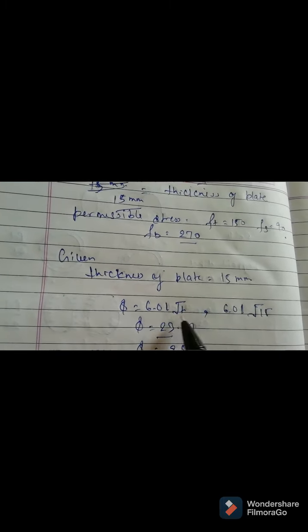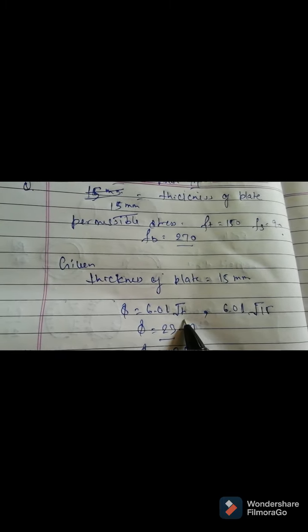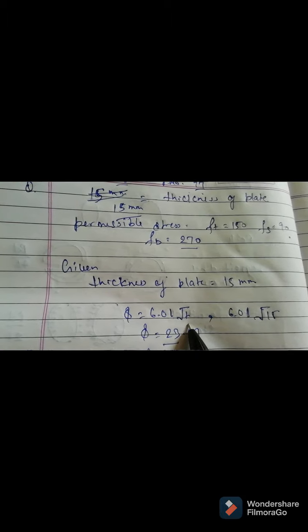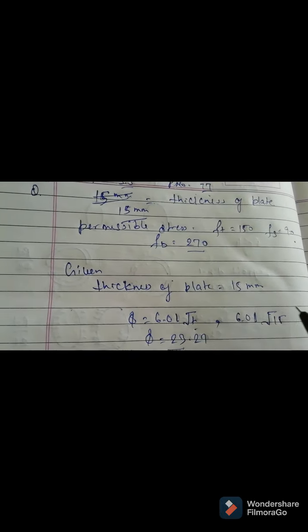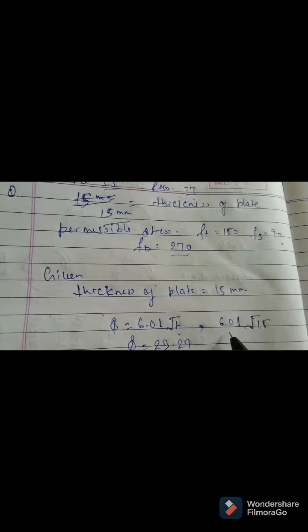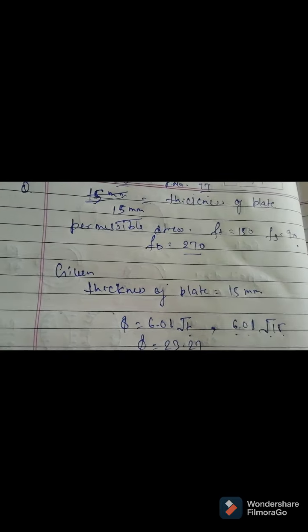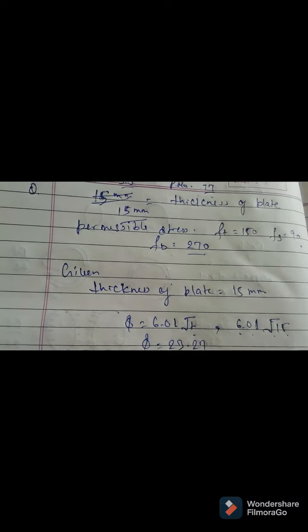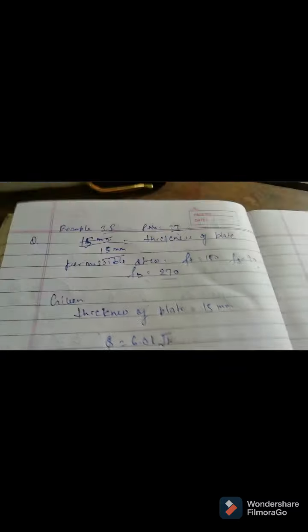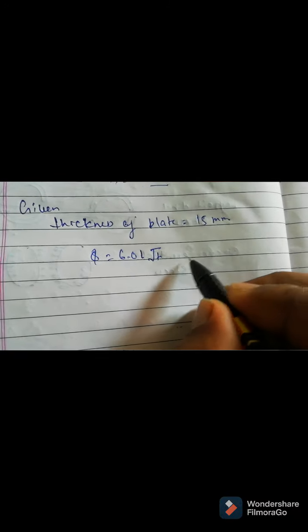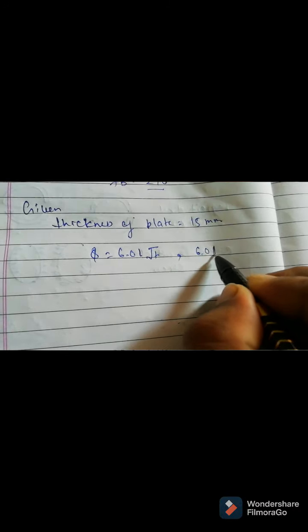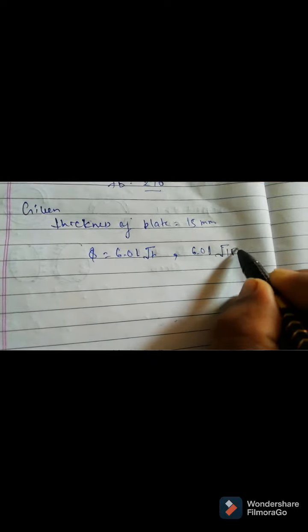So phi equal to 6.01 under root t, by using Unwin's formula. So that is 6.01 under root 15. So you can calculate phi equal to 23.27. So here 6.01 under root t, you can write 6.01 under root 15.